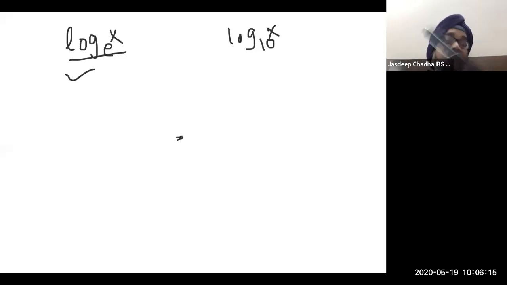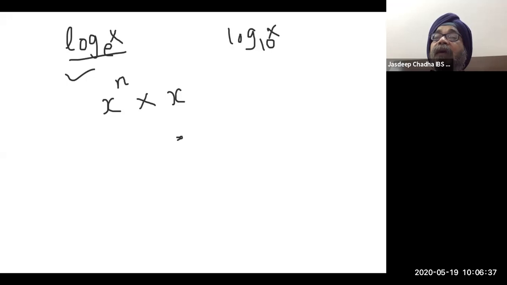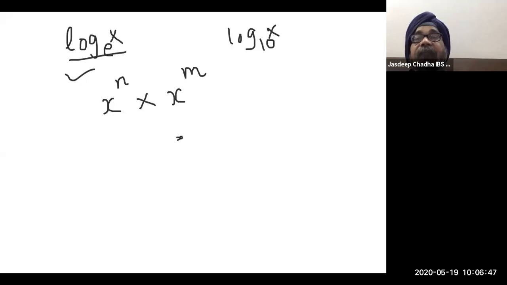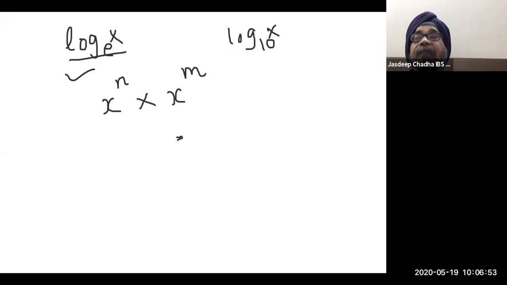Okay. Now, if I take a polynomial, suppose x to the power n. Polynomial means x is the base, n is the power. Correct? You all know this? Now, if I multiply this polynomial by another polynomial, x to the power m, what is the similarity between the two polynomials? The base of each is the same, but the powers are the same or different? Different.